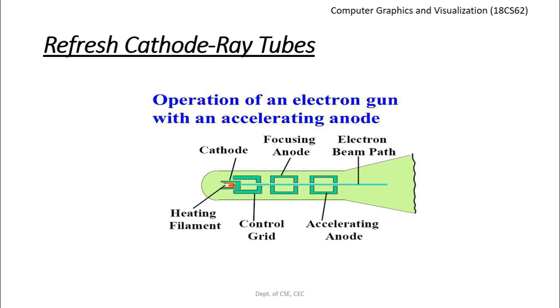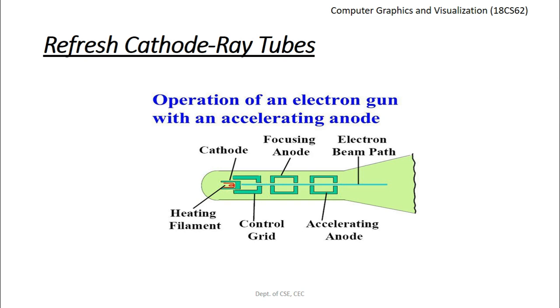Since the amount of light emitted by the phosphor coating depends upon the number of electrons striking the screen, the brightness of a display point is controlled by varying the voltage on the control grid. So, by varying the voltage on the control grid, we can control the brightness of the display points on the screen. If we want to control the brightness of the screen, we need to control the voltage on the control grid.